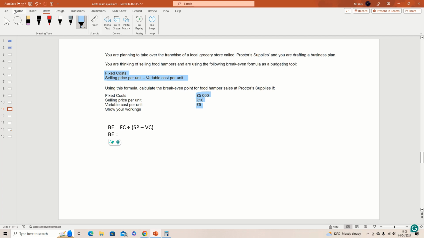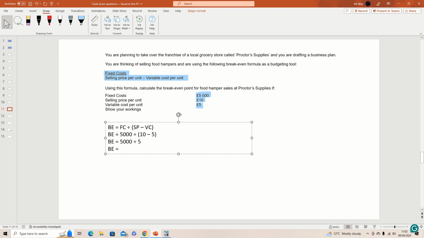So let's just put those values into the actual formula. 5,000 divided by 10 minus 5. Now if I don't put the brackets in, you will get an incorrect answer, so let's put the brackets in. And we're just going to do this on the calculator, so we're going to work out 10 minus 5 first. We can just put that in as 5. And then we're just going to work it out.